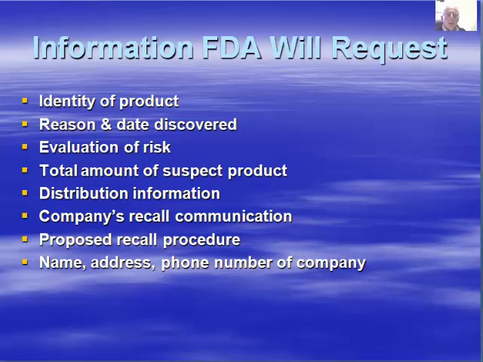Evaluation of the risk, where one would determine actually the class of the recall that you've determined, the total amount of suspect product that has been manufactured, where that product has been distributed to, the company's recall communication, the actual recall procedure that the company is going to use, and then name, address, and phone number of the company.